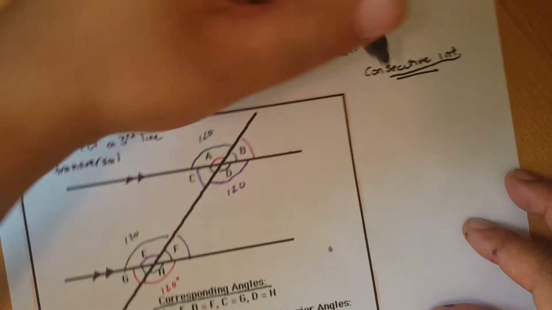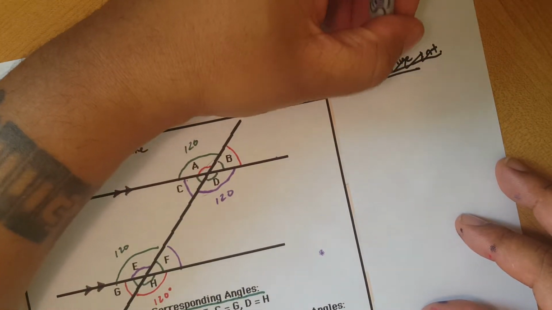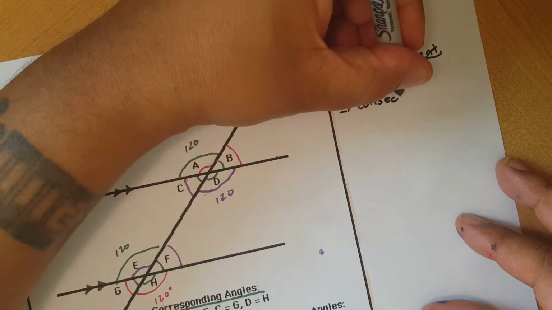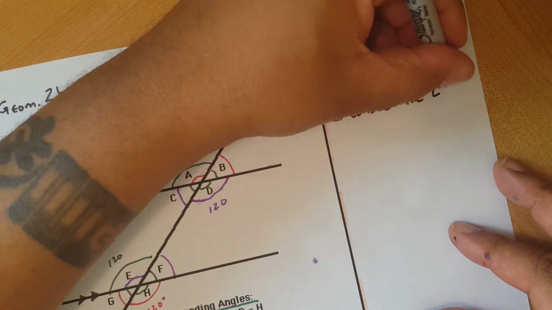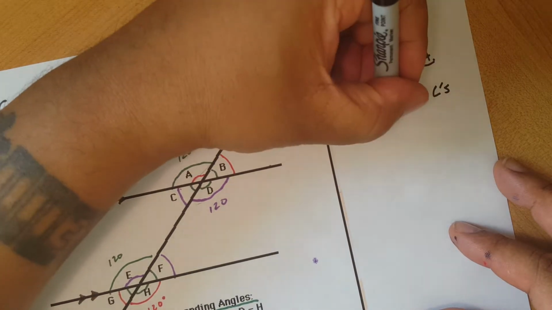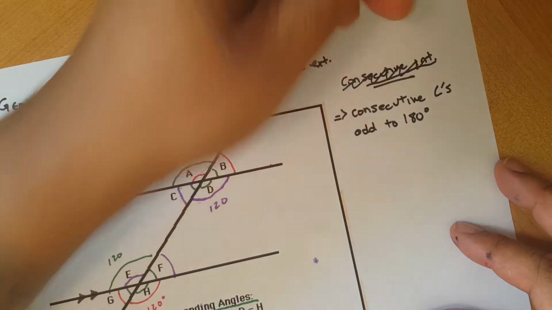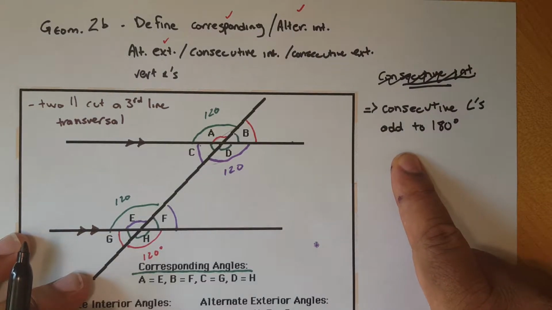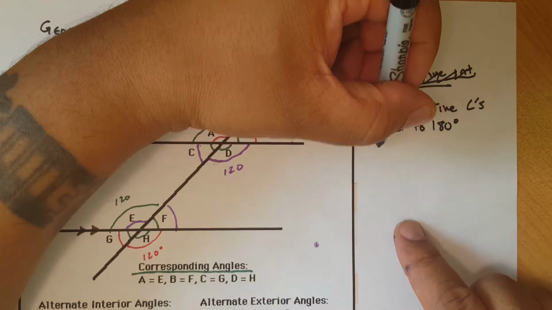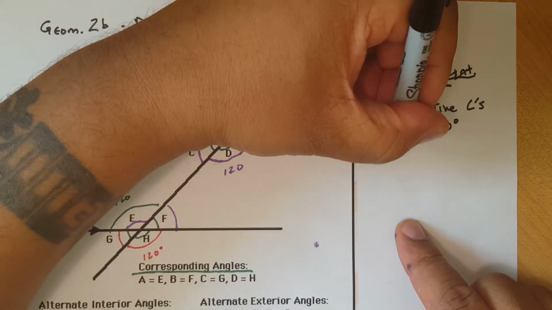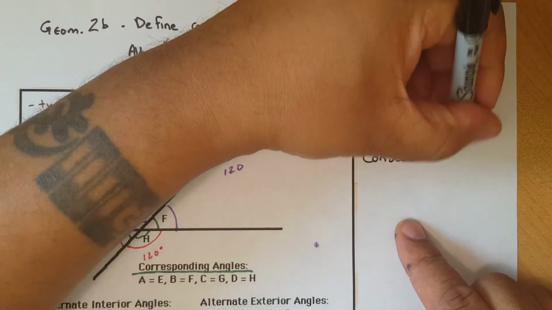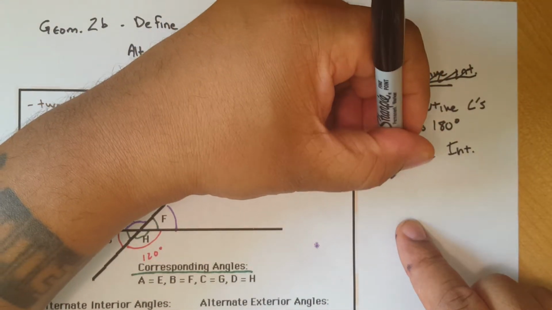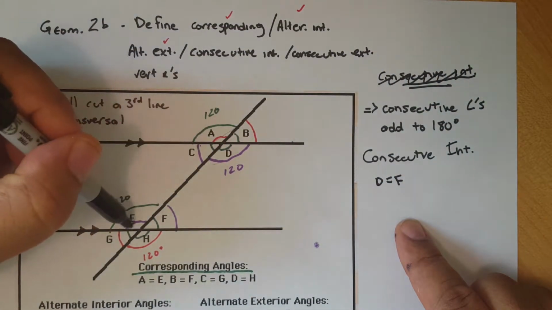The thing about consecutive angles, let me write this down. You need to remember this fact. Consecutive angles add to 180 degrees. Okay, so consecutive angles add to be 180 degrees. So my consecutive interior angles are D and F and C and E.